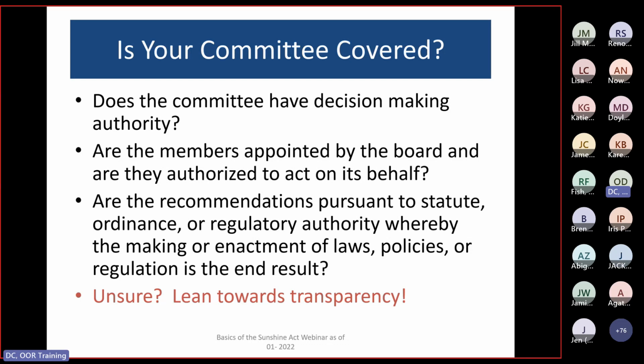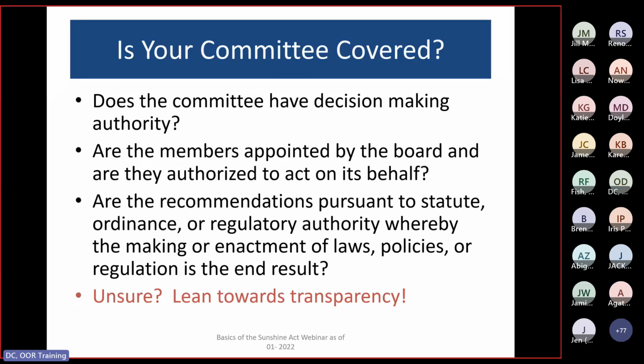And this is, are the recommendations pursuant to statute, ordinance, or regulatory authority whereby the making or enactment of laws, policies, or regulation is the end result? Okay, in the first example of the girls softball team, you're not going to find any statute or regulation that says if the girls softball team wins the state championship, you must have a parade, you must have a barbecue. It's just not there, which solidifies or emphasizes the conclusion that the gatherings of that particular committee would not be subject to the Sunshine Act, because you can't find any authority for what they're doing based on statute.